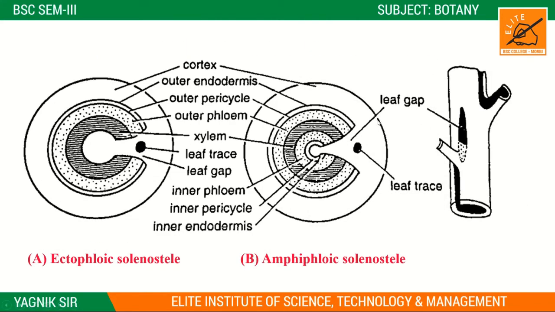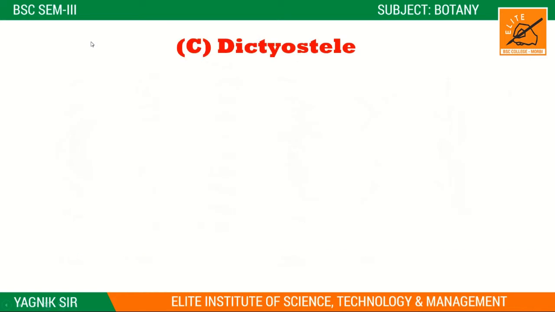Here this is a leaf gap, right? Actually, this is the difference between ectophloic solenostele and amphiphloic siphonostele. Amphiphloic siphonostele has two phloem rings, on the outer side and the inner side, and in ectophloic solenostele only the outer phloem ring is present, right?